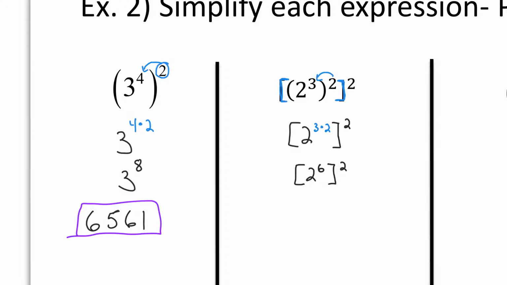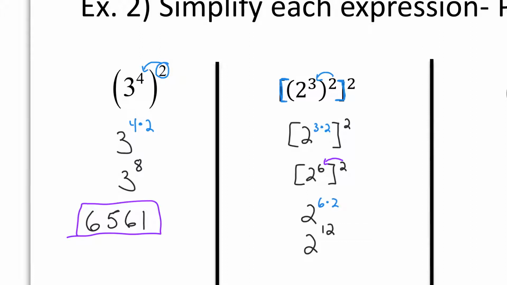So now I'm going to distribute the 2 outside inside of the bracket. Bracket is the same thing as parentheses. So I keep the base 2, and 2 times 6, I'm going to write it down. 6 times 2, or 2 times 6, is 12. So I have 2 to the 12th power. 2 times 6 is 12.